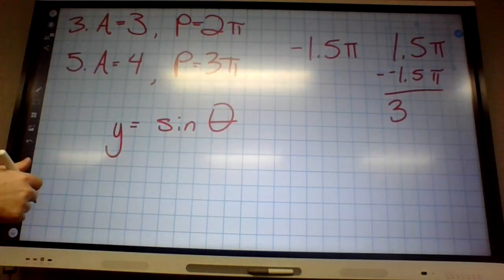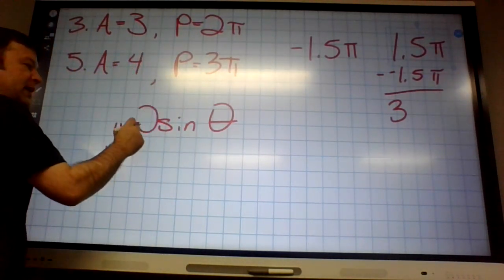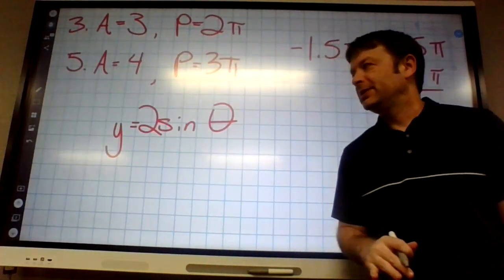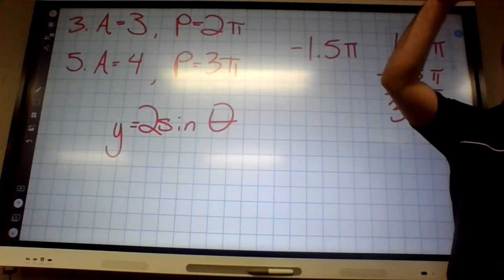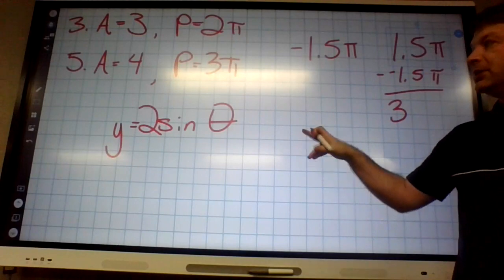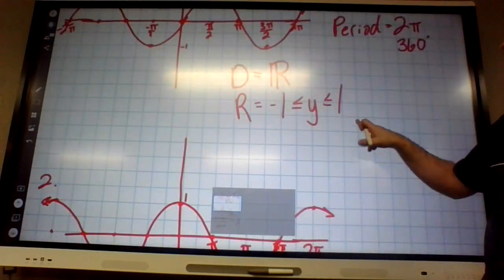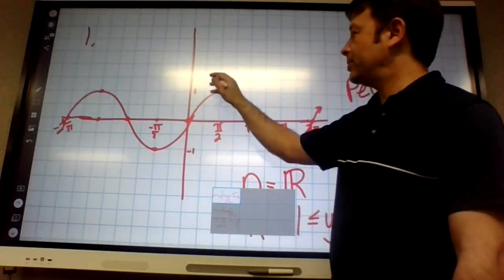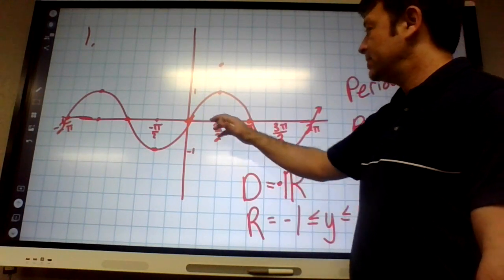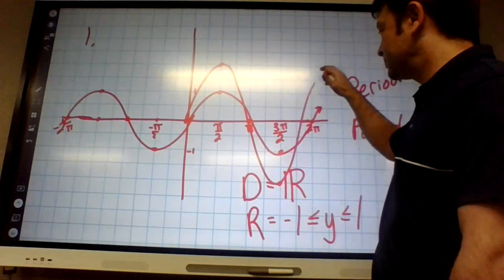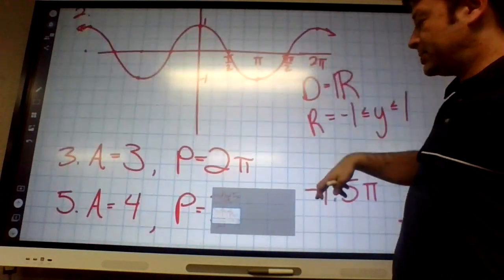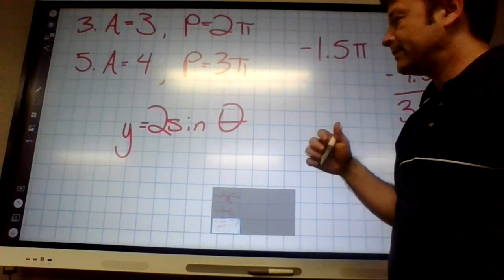What do you guys think would happen to the graph if I put a 2 factor in front of it? It would go up twice as tall, not fast. It would be twice as tall as it was. So, like on my number 1, instead of going up to 1, it would go up to 2. Instead of going down to negative 1, it would go down to negative 2. So it'd be twice as tall. That's what happens if you put a 2 in front.